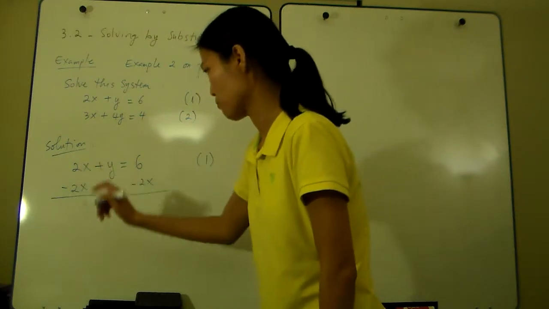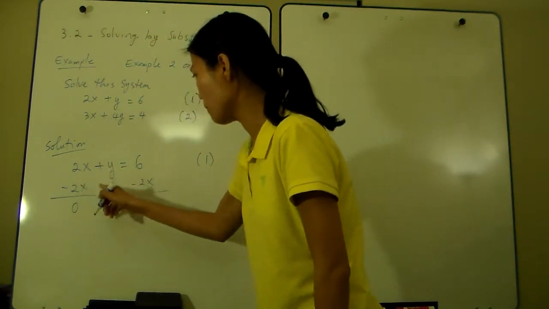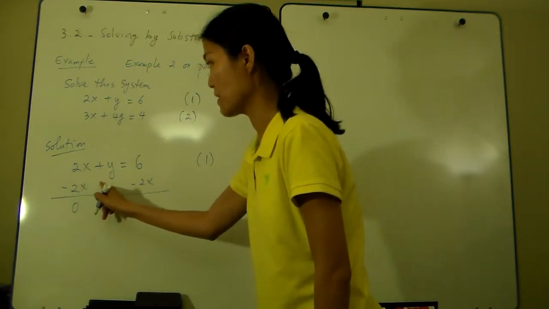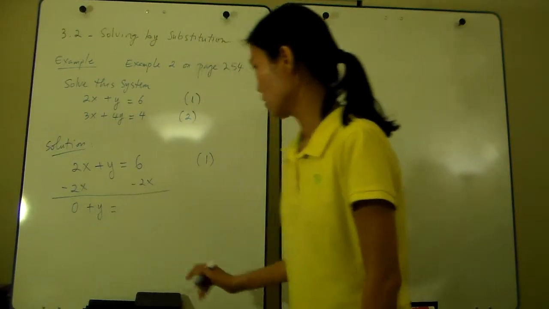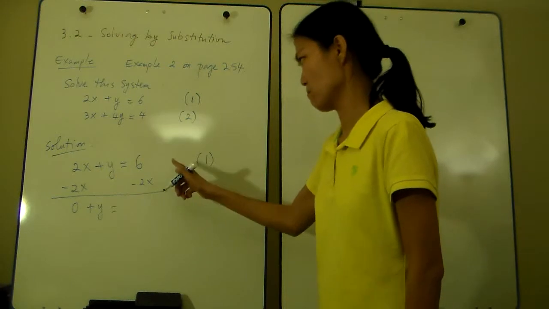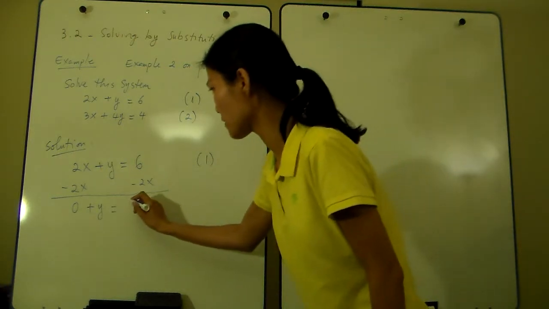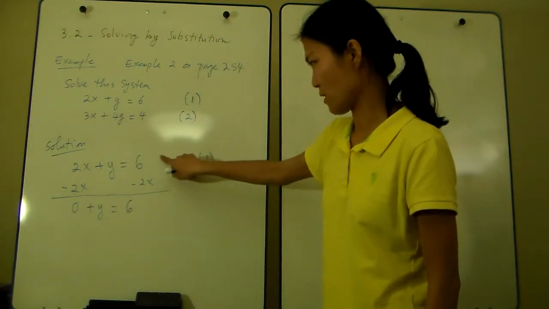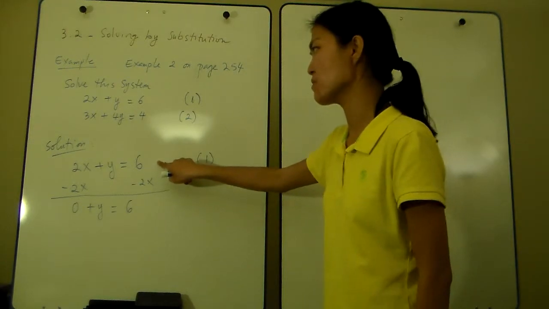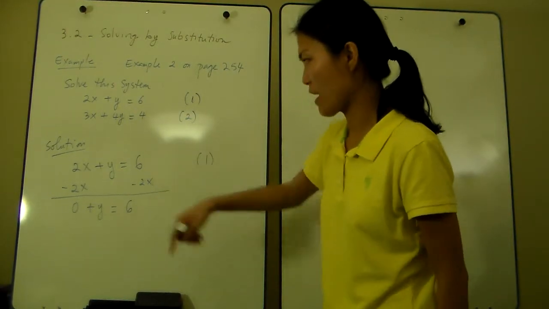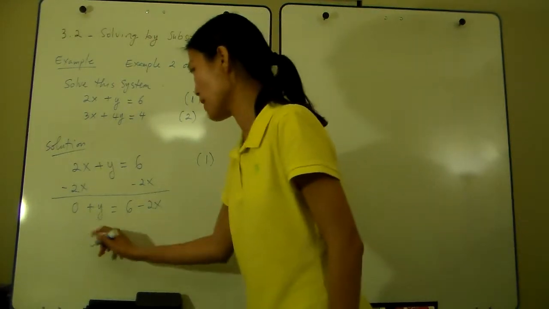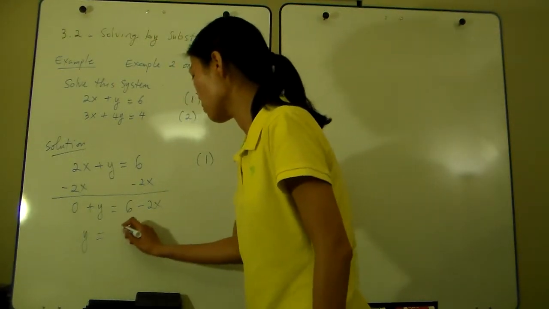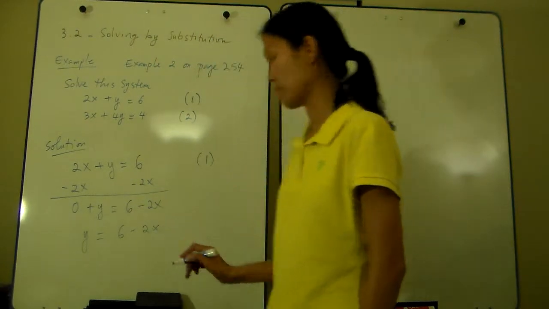Simplify 2x, subtract 2x, 0. Y plus 0. There's no y here, means 0y. Y plus 0 is y. There's no constant term here, means 0. So 6 plus 0 is 6. There's no x variable here on top, means 0x. So 0 subtracts 2x is negative 2x. Simplify, we have y equal to 6 minus 2x.